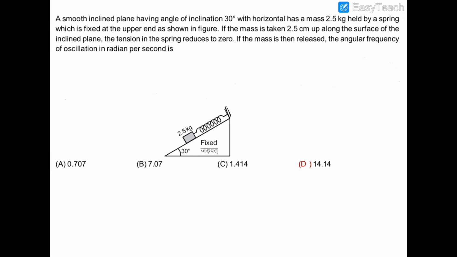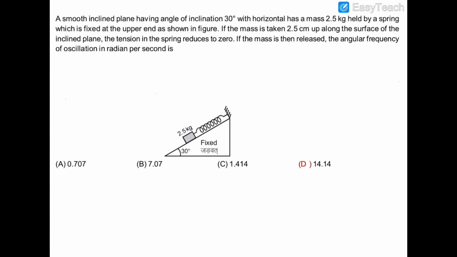In this question, there is a smooth inclined plane having an inclination of 30 degrees with the horizontal. A mass of 2.5 kg is held by a spring which is fixed at the upper end as shown. If the mass is taken 2.5 centimeters up along the surface of the inclined plane, then the tension in the spring reduces to zero.